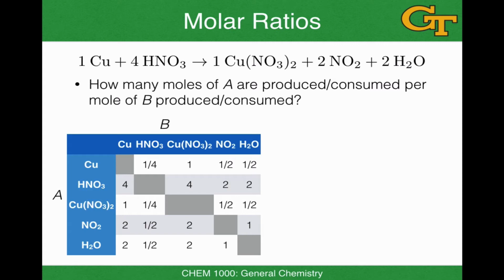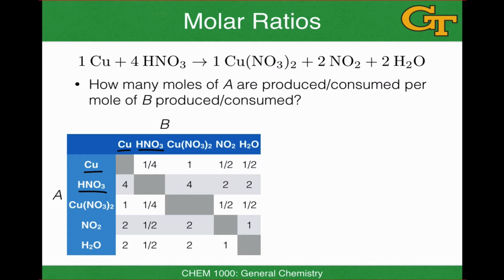So for example, using the balanced chemical equation at the top of this slide, we can get a plethora of molar ratios from that equation. In the matrix you see here, I've laid out species along the rows and species along the columns, and each cell is the molar ratio of the row species to the column species.